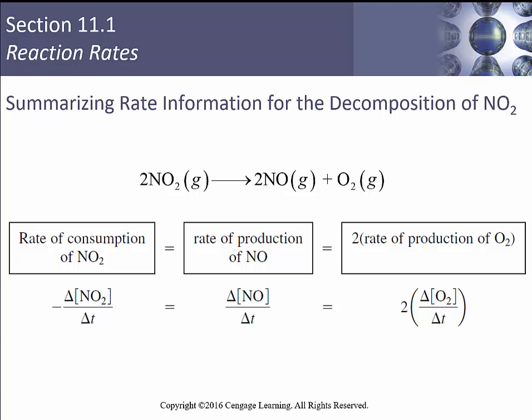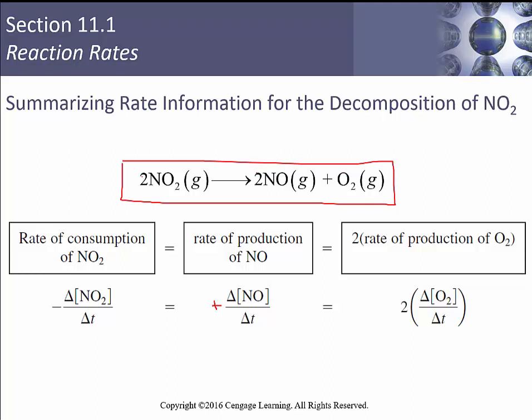Right? So let's look at summarizing our rate information. So if this was our balanced chemical equation, we have a 2-to-2-to-1 stoichiometry. So that when we produce this, we're going to end up with a minus change in our NO concentration that is equal to the negative change in our NO2 concentration. But this one's going up, it's increasing. And then we're going to produce twice as much oxygen.